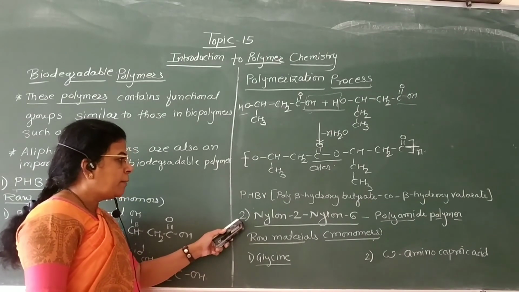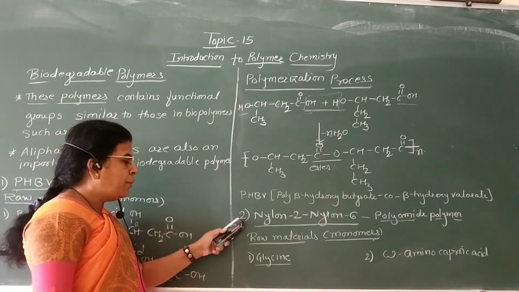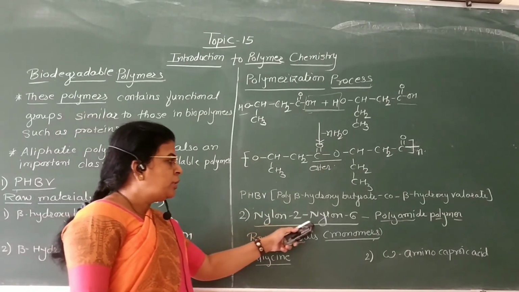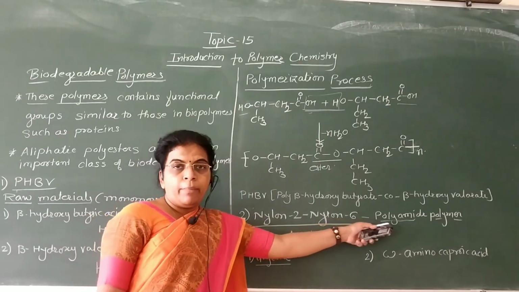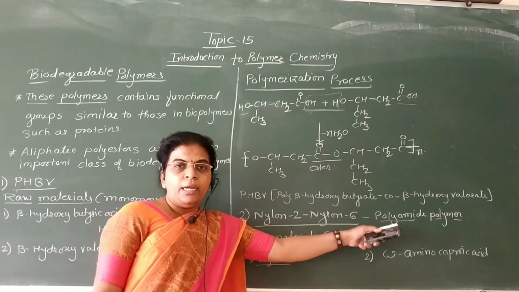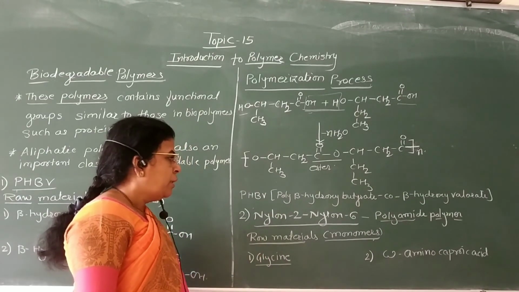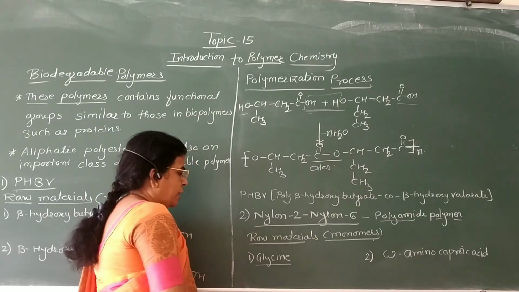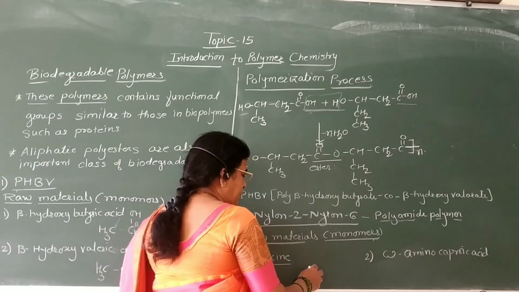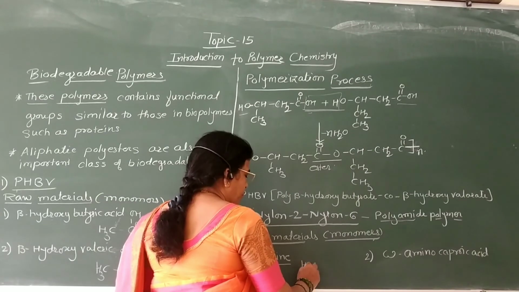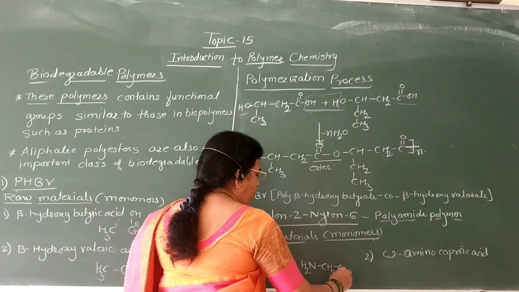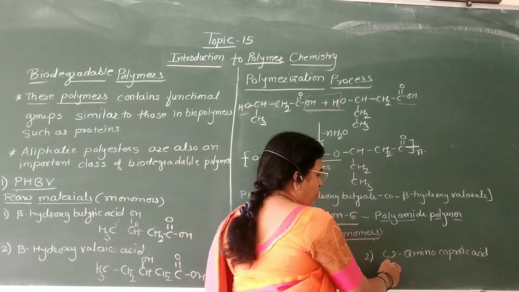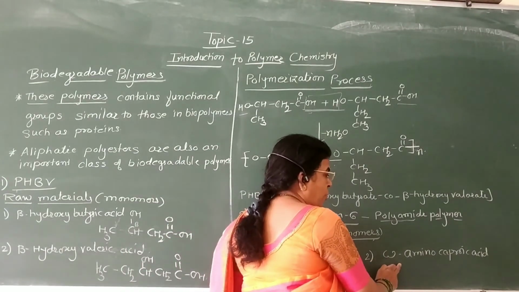Similarly, the second biodegradable polymer is nylon 2 nylon 6. This nylon 2 nylon 6 polymer is a polyamide polymer, that is, there is an amide linkage present in this polymer. The raw materials or monomers used are glycine. The structure of glycine is NH2 CH2 COOH, and we know the structure of omega aminocaproic acid, which is the monomer of nylon 6.